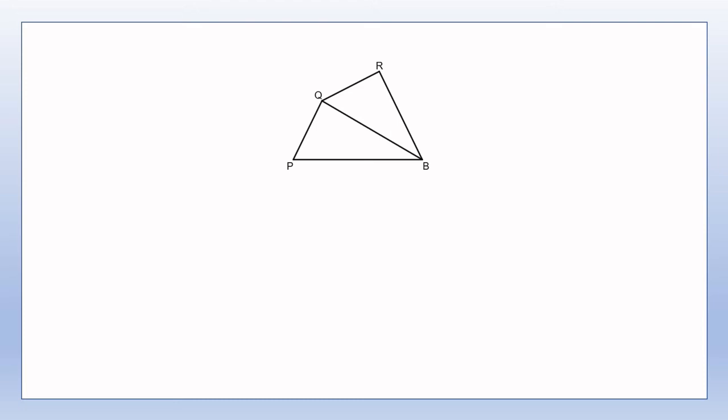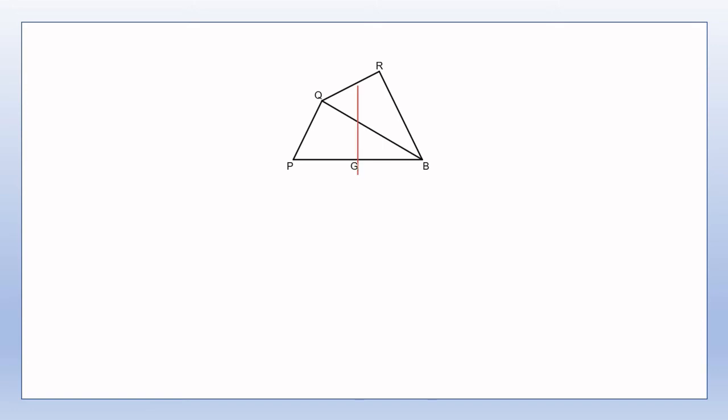Euclid gives a method in proposition 42 of book 1, whereby, given a triangle, we can find a parallelogram in any given angle, which has the same area as the triangle. We don't need to complicate things unnecessarily, so we'll simply construct a rectangle with the same area as the triangle. So we want to construct, therefore, a rectangle that has the same area as the triangle PQB.